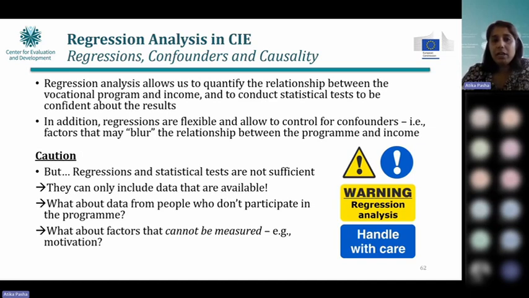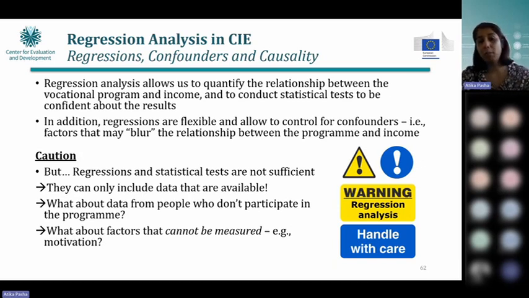While regressions are allowing you to control for confounders, they don't extend to causality. You need to understand that the concept of causality can only be established when you have a CIE method, when you have the same information from individuals that are not part of your program, so who do not participate in your program.